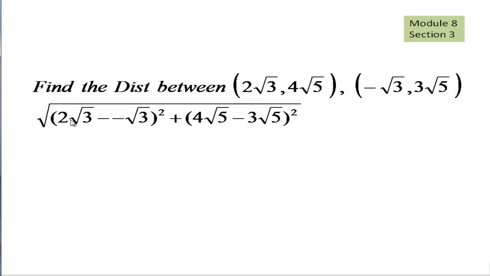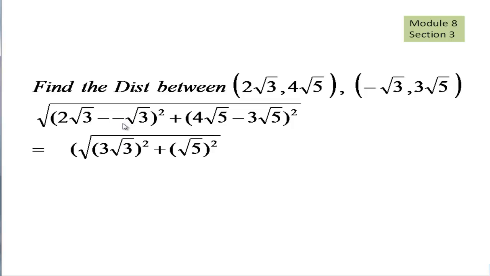Now, when you're combining these, you take the front numbers. This 2 minus a negative 1 makes 3. Square root of 3. You're going to square that. 4 minus 3 makes 1. Square root of 5. These radicals are treated just like letters. This would be like a 2x plus 1 more x makes 3x, except they have 2 square roots. 4x minus 3x would just be 1x. In this case, instead of x, it's the square root of 5.